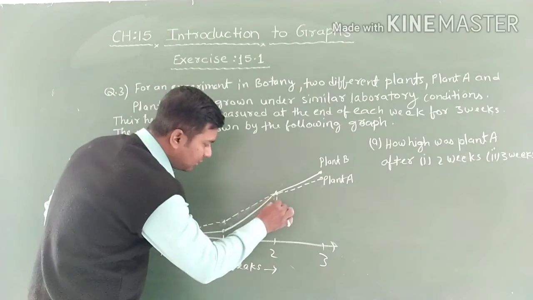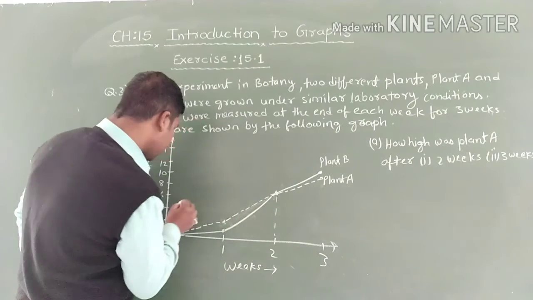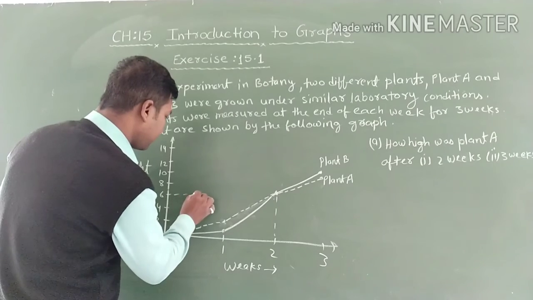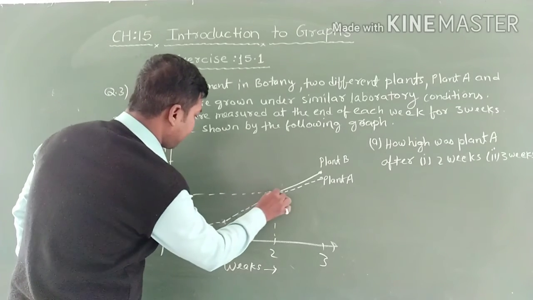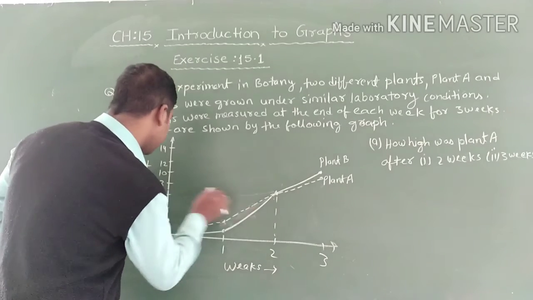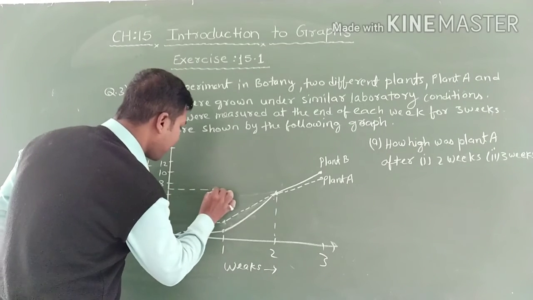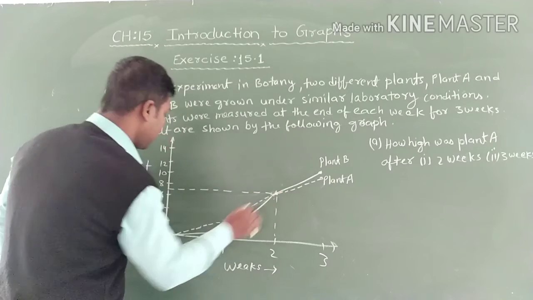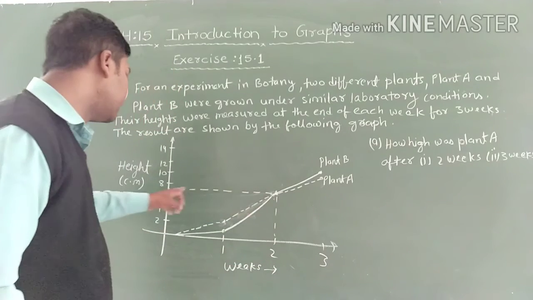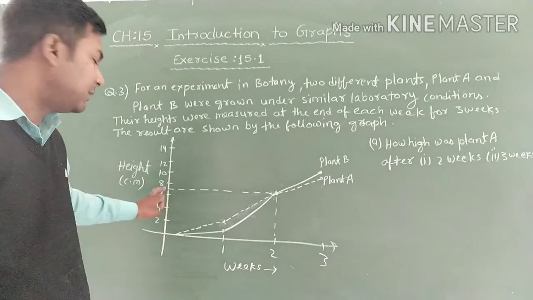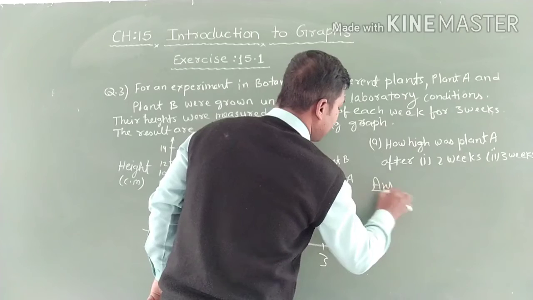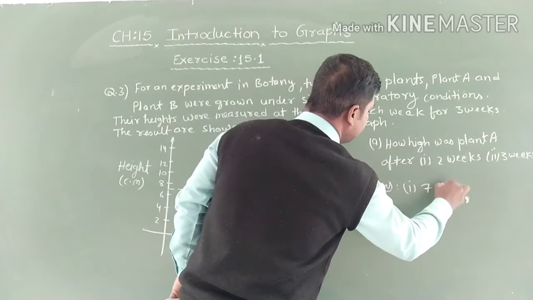Just draw a dotted line, another dotted line. So if we draw a dotted line, then it will be like this. Okay. So after 2 weeks, plant A will grow 7 centimeter. Okay, in between 6 and 8, this is 7 centimeter. So the answer for the first will be 7 centimeter.